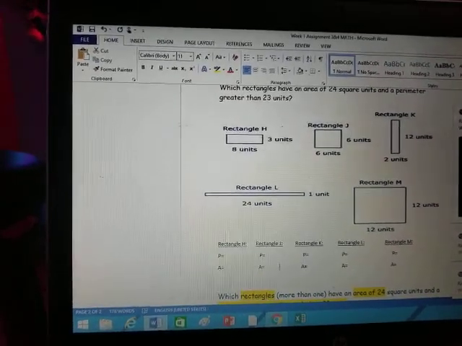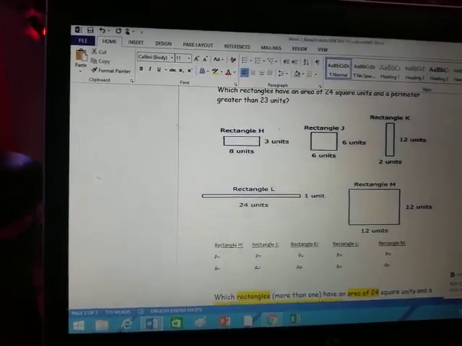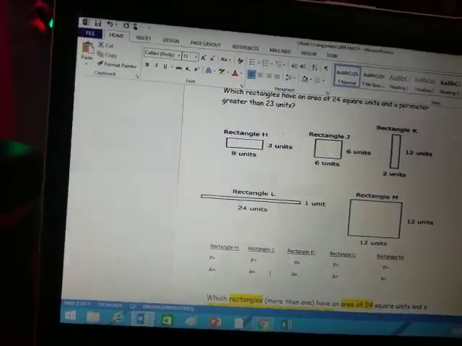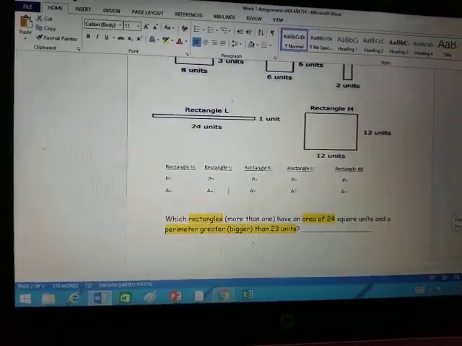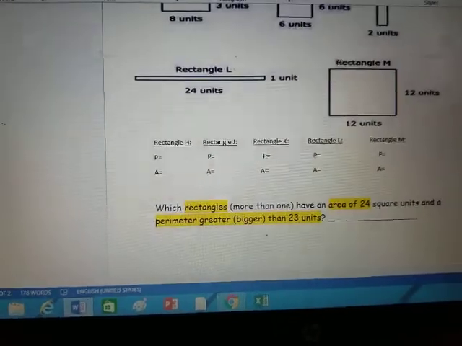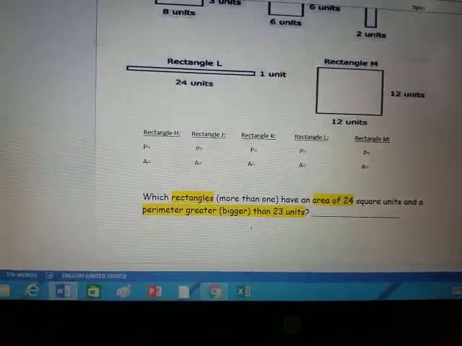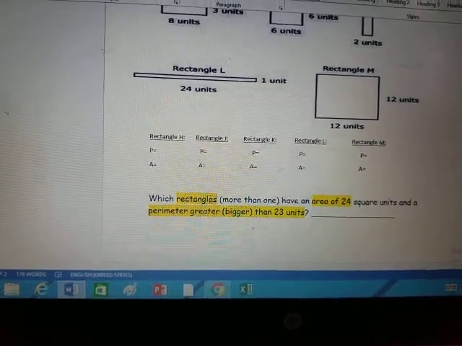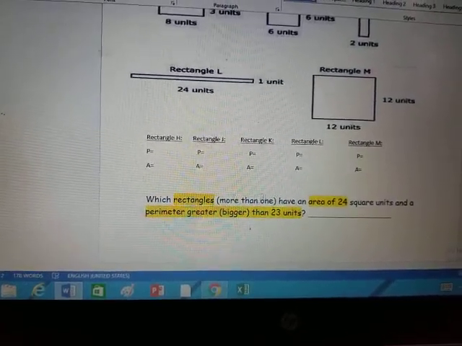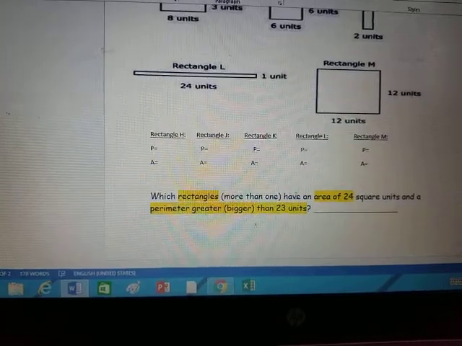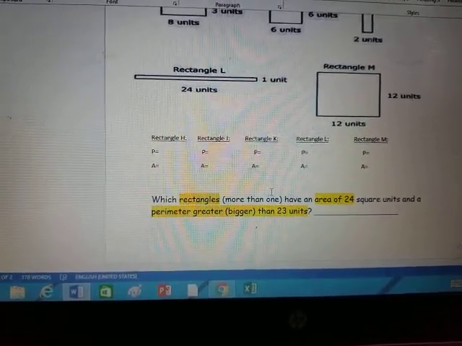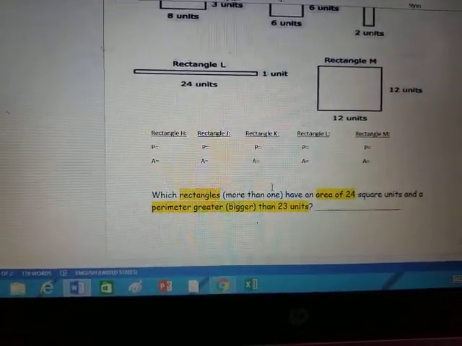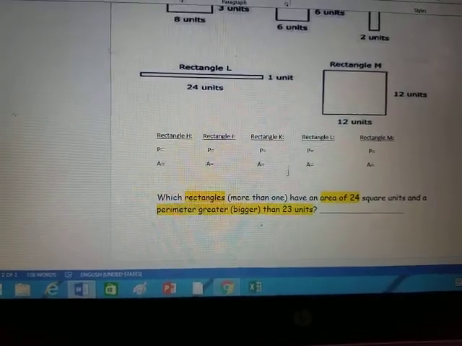So once you do that, there's a final question. Again, you might need your math notebook to do it on paper, just in case you need extra room to draw it out. Then the last question says, which rectangles, which means more than one, have an area of 24 and a perimeter greater than 23.